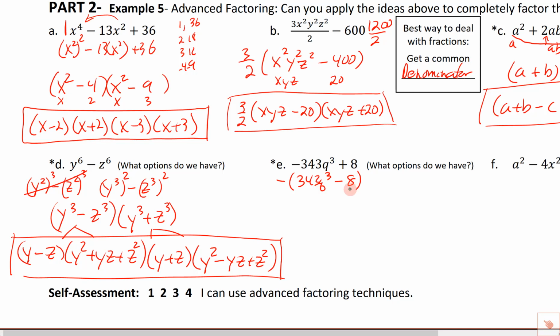Okay, so I've got the negative sitting out front. Let me put a little wall here so we don't interrupt that. This is a perfect cube of 7q, and a perfect cube of 2. So we've got the negative out front, and then this is going to be the first one minus the second one. Then it's going to be the first one squared, so that's going to be 49q squared.